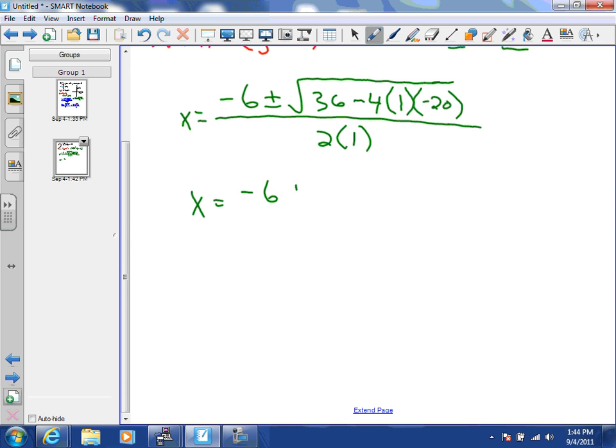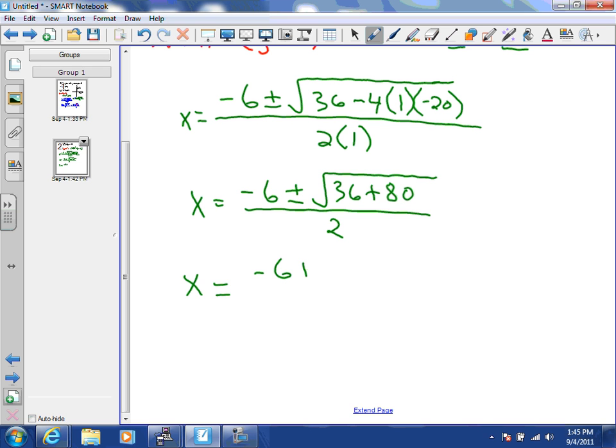Keep on simplifying here. We have negative 6 plus or minus the square root of 36. Now it's 4 times 1 times 20, that's 80, but it's minus a negative 80, so it becomes plus 80, because we have a negative 4 times a positive 1 times a negative 20. All divided by 2. Since we have a positive sum underneath the square root, we're going to get some answers here. 80 plus 36 is what, 116?